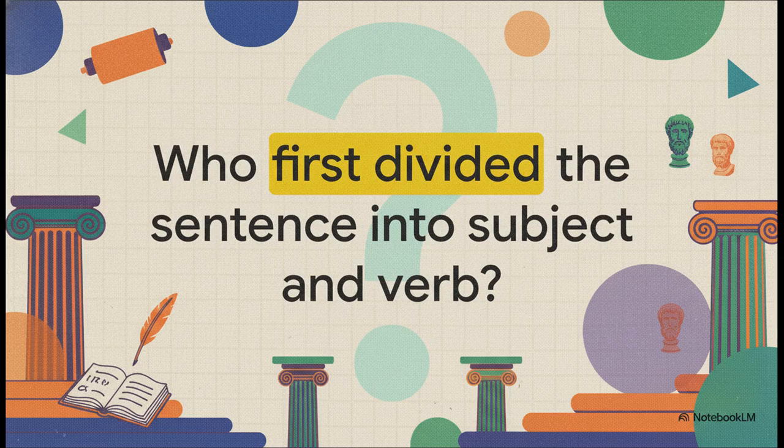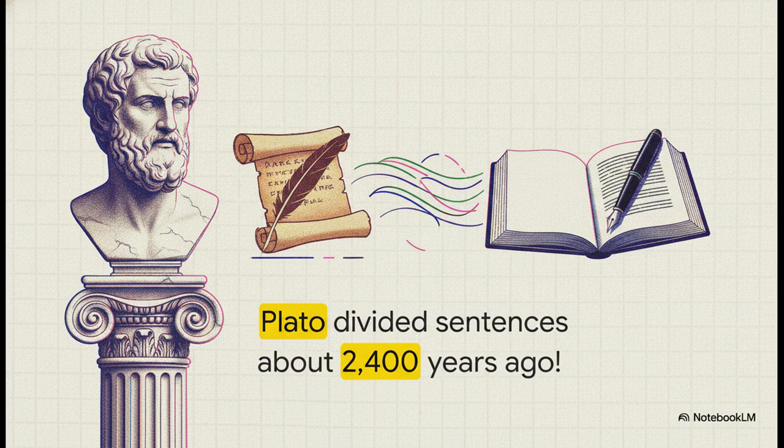Who do you think was the very first person to systematically divide a sentence into a subject and a verb? You might guess it was some strict English teacher a few centuries ago, right? Well, it actually goes way, way further back than that. We're talking about Plato. The famed ancient Greek philosopher laid these exact foundations roughly 2,400 years ago. Ever since then, educated people have been studying these structures to really sharpen their speaking and writing.